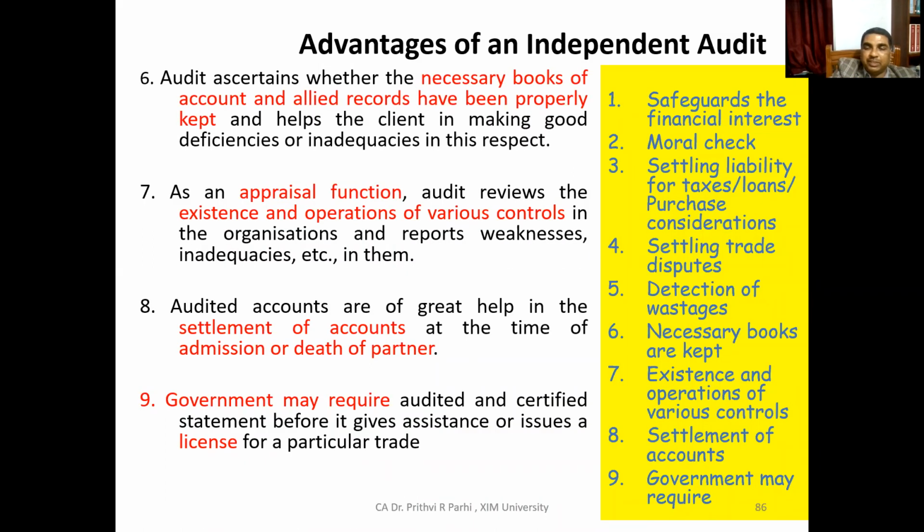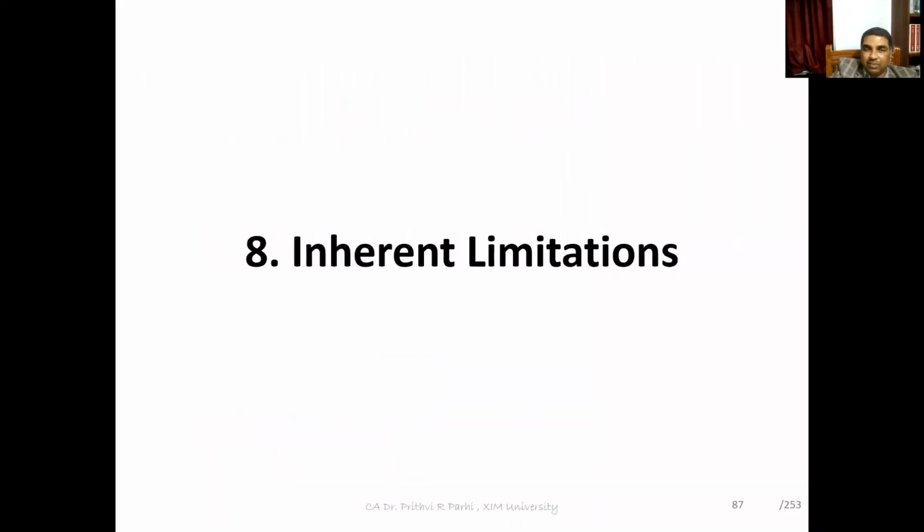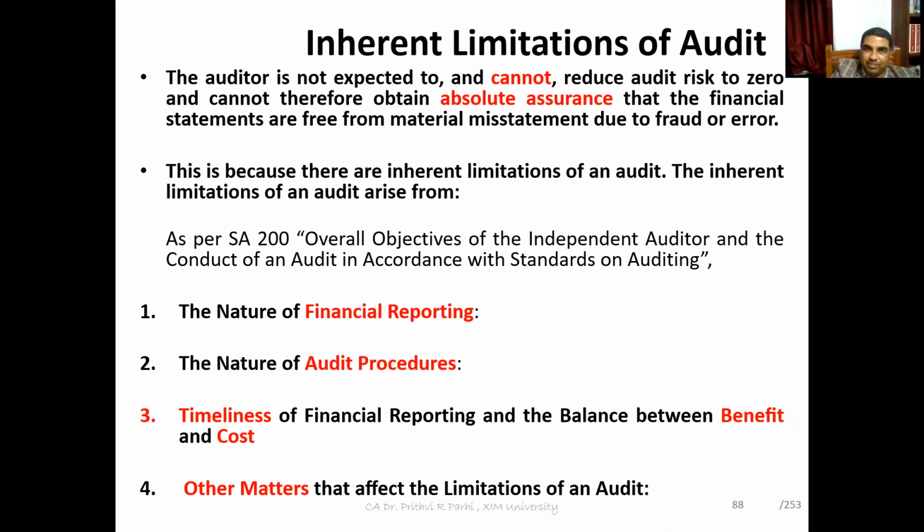Having understood this, now let us learn the limitations, which we call the inherent limitations of the audit. Inherent in the sense that these are limitations which are very difficult to avoid. It is almost unavoidable. That's why we call it inherent in the process of auditing.